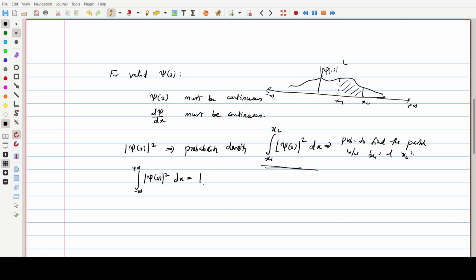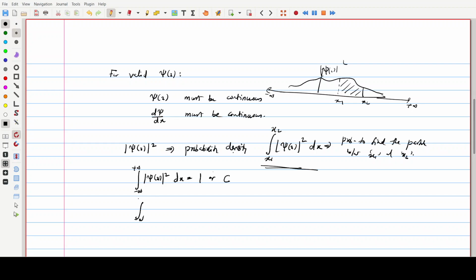Now this is another condition for the validity of the wave function. In order to make the wave function valid, the integral of its mod square over the entire space must be 1. Now it can be 1, or in some cases it can be some constant c also. It is not an issue, because if it is equal to some constant c, it is always possible to find a normalized wave function. Okay, so let us discuss it once again.